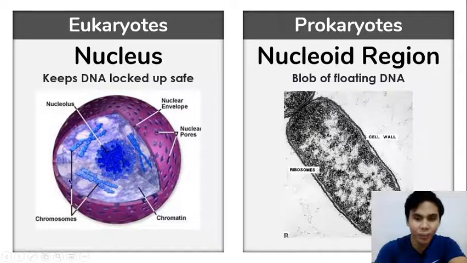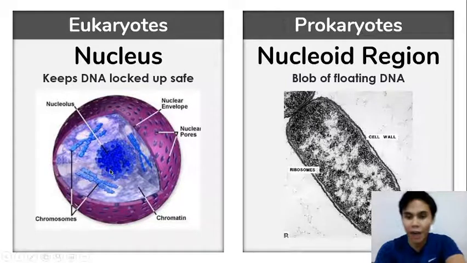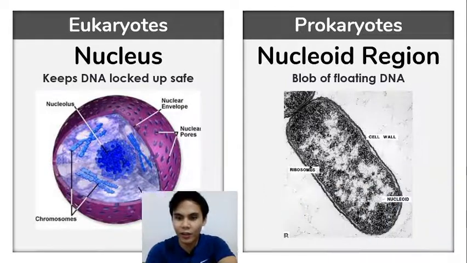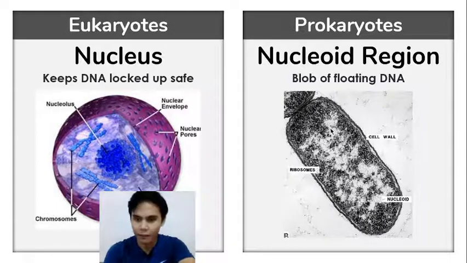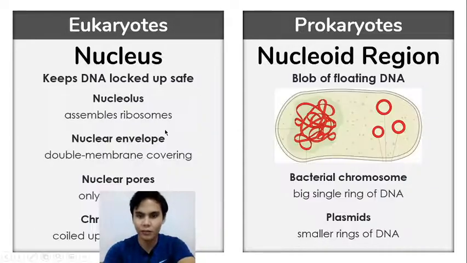These are some of the parts of the nucleus, which we'll describe in a bit. The nucleoid region, on the other hand, is a blob of floating DNA in your prokaryote. You can see here the cell wall and some ribosomes. The nucleoid just looks like, just the DNA floating around.